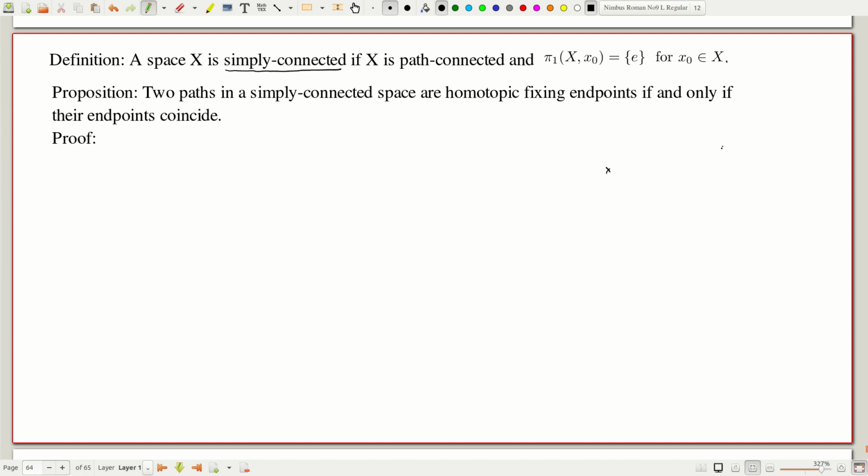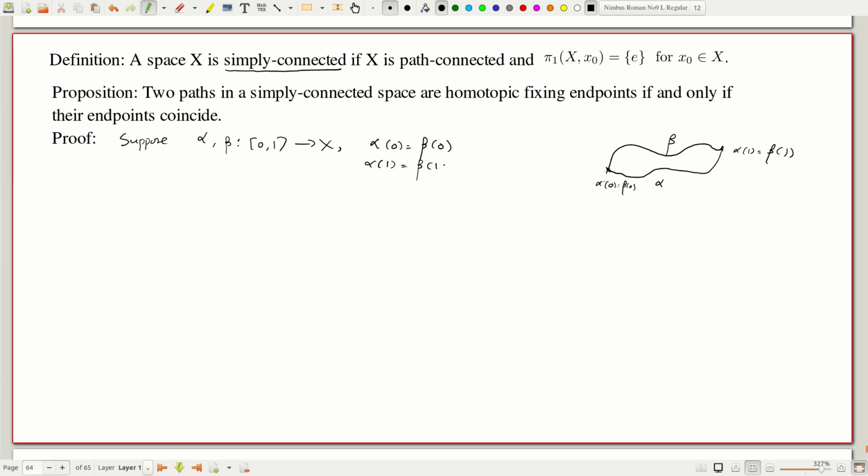If I take two paths alpha and beta, we already saw that if they are homotopic fixing endpoints, their endpoints must coincide. But if I have two paths alpha and beta, with alpha of 0 is beta of 0, and alpha of 1 is beta of 1, claim is they are homotopic. Okay. So suppose we have alpha, beta, they map 0, 1 to X, and alpha of 0 is beta of 0, alpha of 1 is beta of 1.